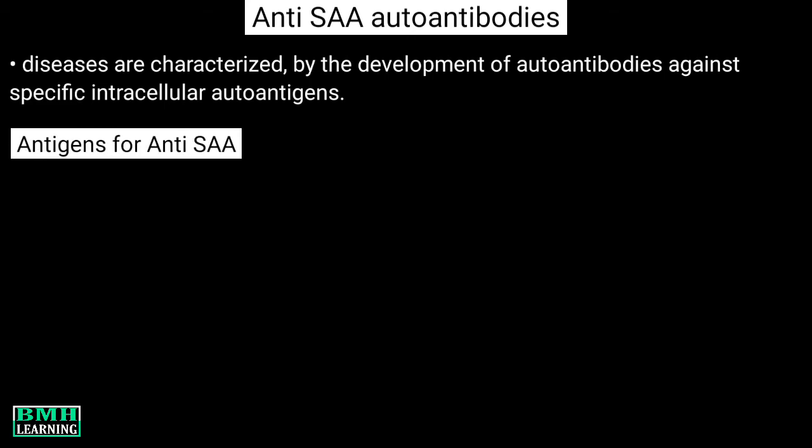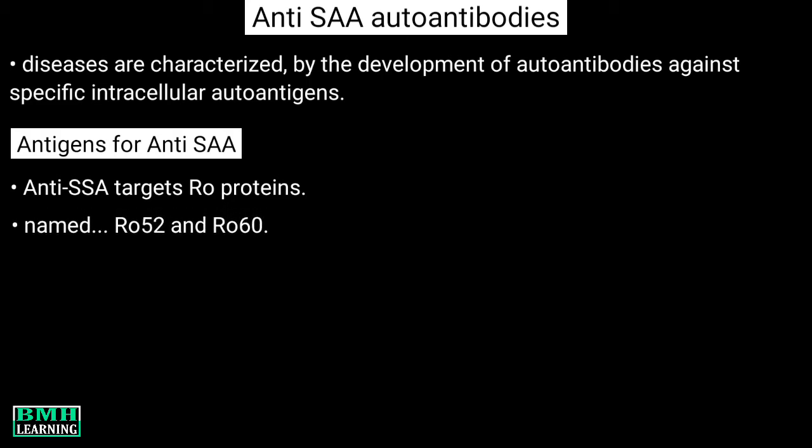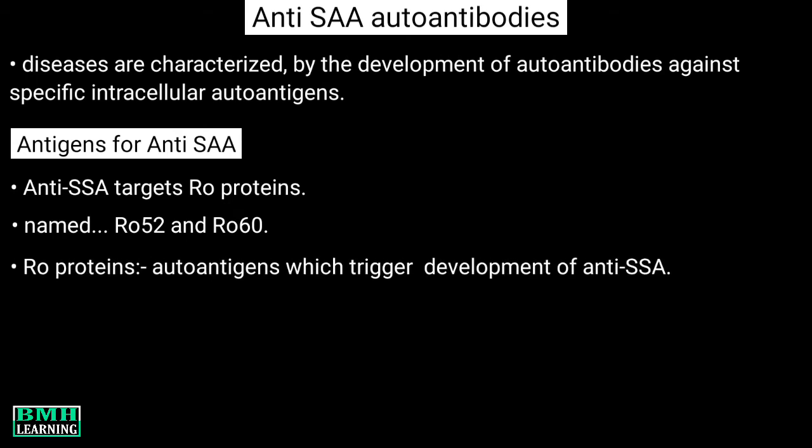Now, we have two important autoantigens for SSA autoantibodies. So, the anti-SSA autoantibody mainly targets RO proteins called RO52 and RO60. These RO proteins are nothing but the very autoantigens which trigger the development of anti-SSA autoantibodies.